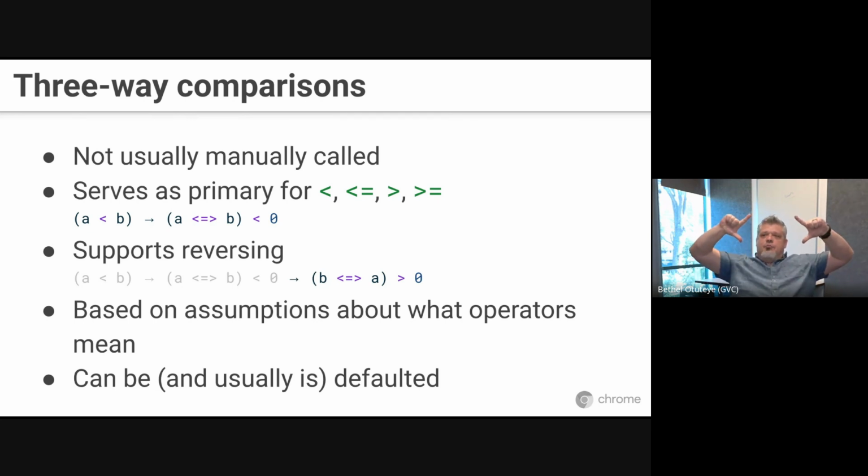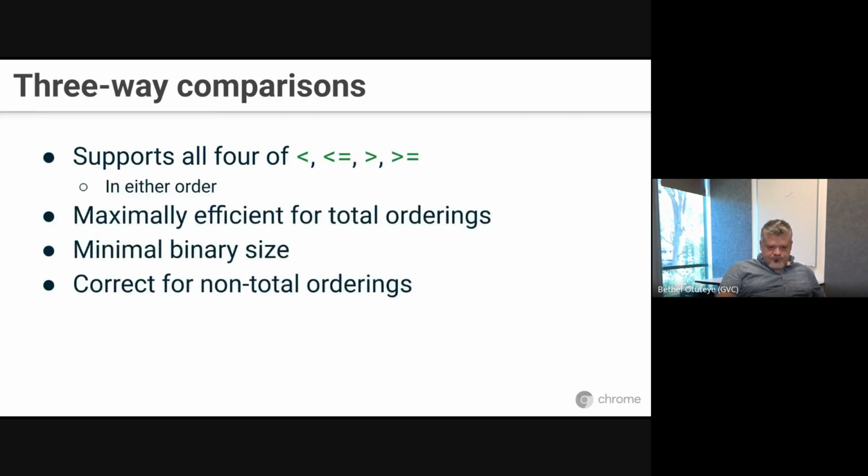So it has these angle brackets on the sides, and that's your cue that it serves as primary for operators that have those angle brackets in them. If you want equals and not equals, you do need to write operator equal separately. So using spaceship, we can do something that is maximally efficient for total orderings, has minimal binary size, and manages to be correct for non-total orderings. And if you don't immediately see how, because I sure as heck didn't, then let's continue on.